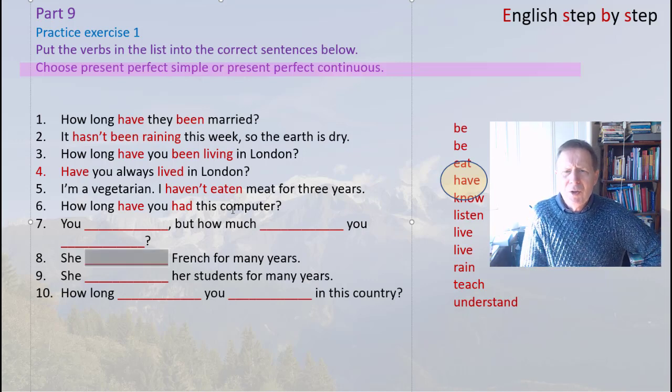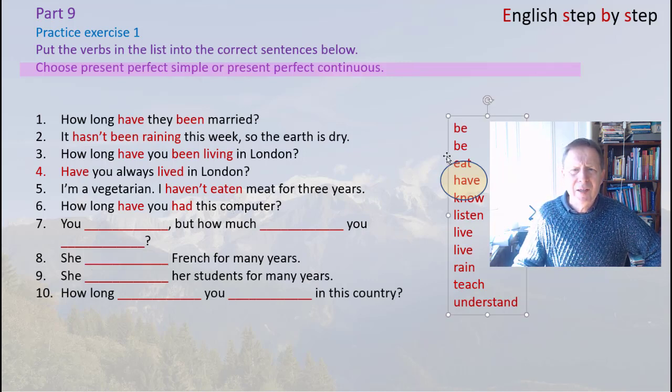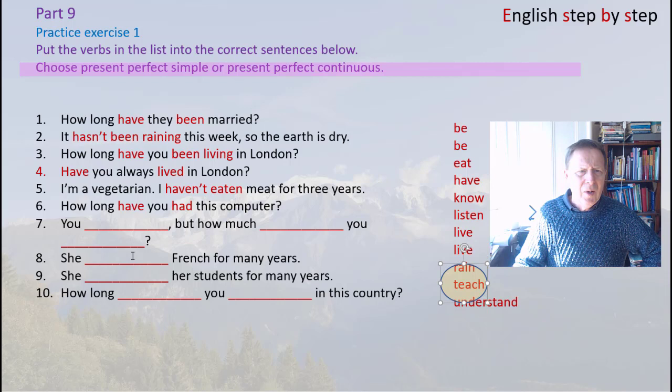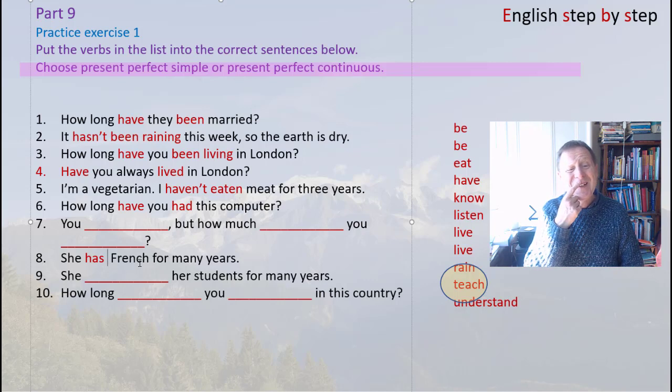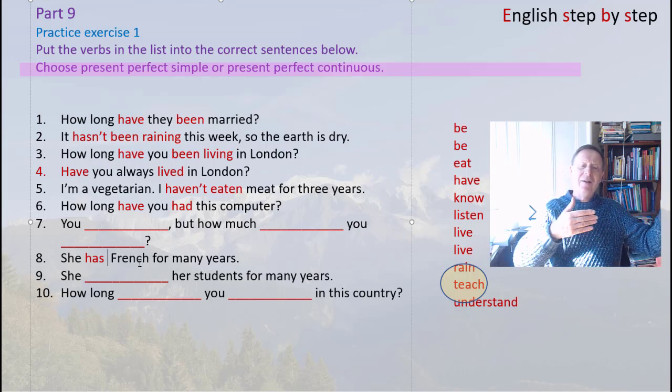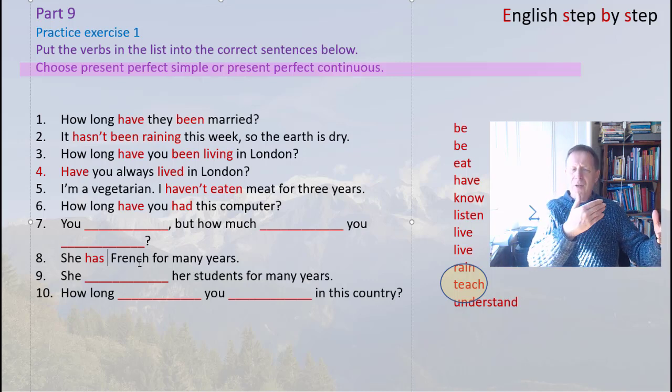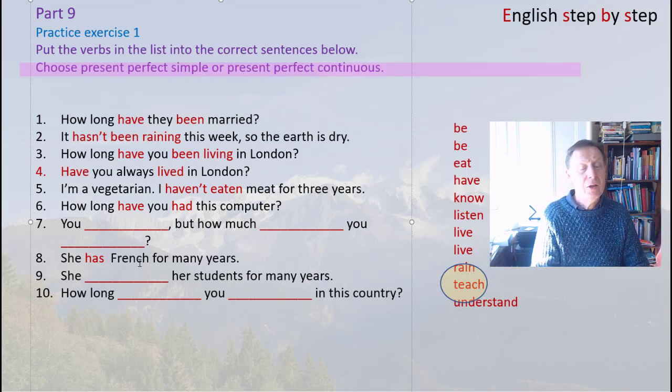So French. So what verb should we use for French? I think teach is the natural choice here. Teach. So we can say she has, and then for many years. In this case, you could use the simple form or the continuous form. But I think if you say for many years, you have this clear idea of something continuing through time. So a continuous tense seems more natural and clearer. So let's use the continuous. She has been teaching French for many years.